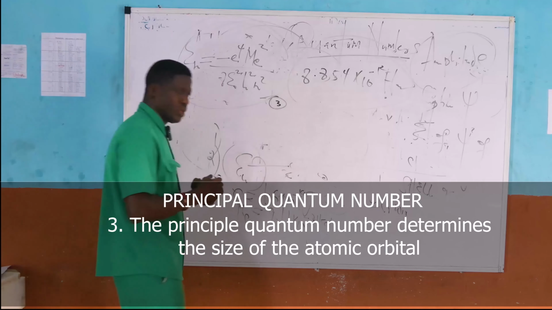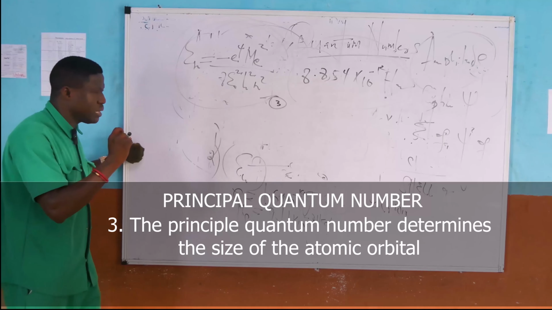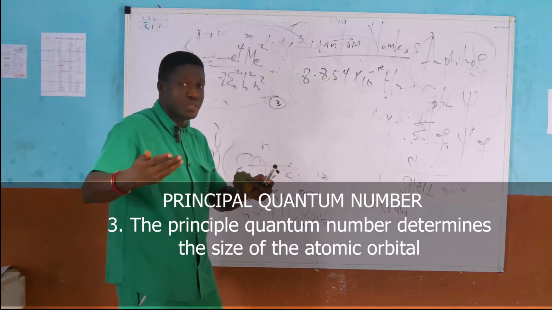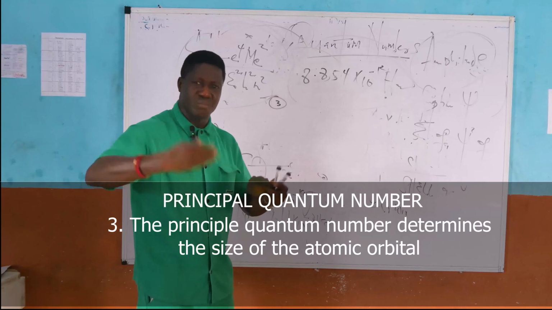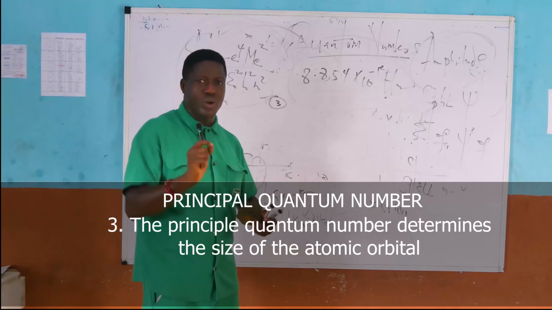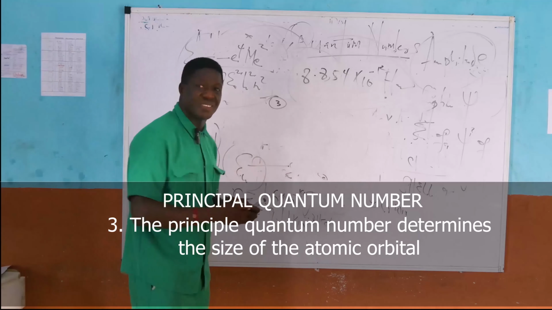Point number 3, take note of it. The principal quantum number principally determines the size of the atomic orbital. Take note, an atomic orbital is a region in space around the nucleus of the atom where there is a maximum probability of finding an electron. The size of it is determined by a particular quantum number known today as the principal quantum number.